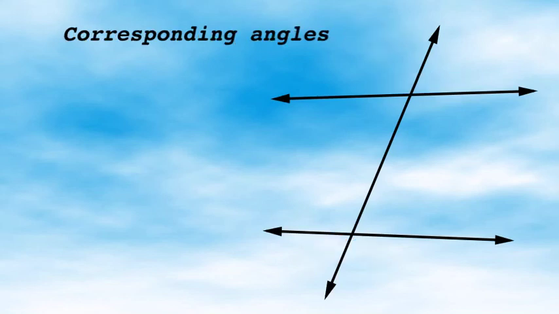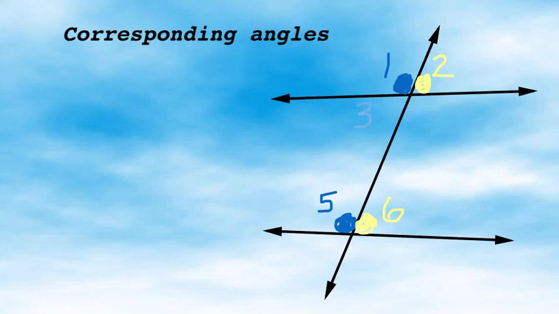Last one is corresponding. And again, I'm going through these pretty quick. I just want you to see basically what these all look like and be a little bit familiar with them. So corresponding angles are in the same spot on a different set of angles. So for example, angle 1 and angle 5 would be corresponding. Angle 2 and angle 6 here would be corresponding. They're in the same spot.